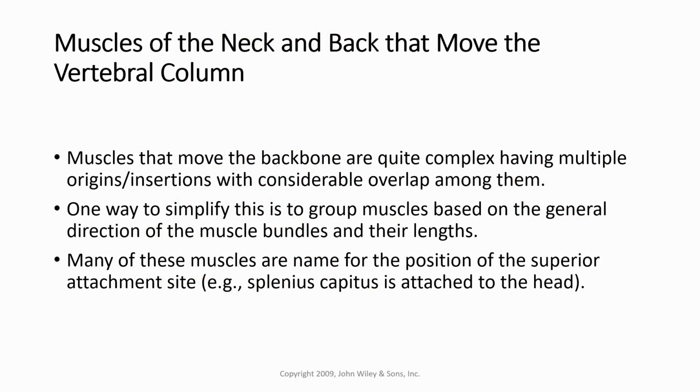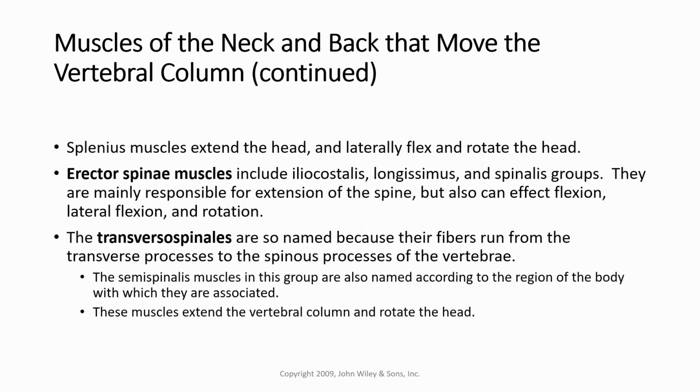Muscles that move the spine are quite complex, having multiple origins and insertions with considerable overlap among them. One way to simplify this is to group the muscles based on the general direction of the muscle bundles and their lengths. Many of these muscles are named for the position of the superior attachment site. Like the muscle we already looked at, splenius capitis is attached to the head. Splenius cervicis would be attached to the neck. And the splenius muscles extend the head and laterally flex and rotate the head.